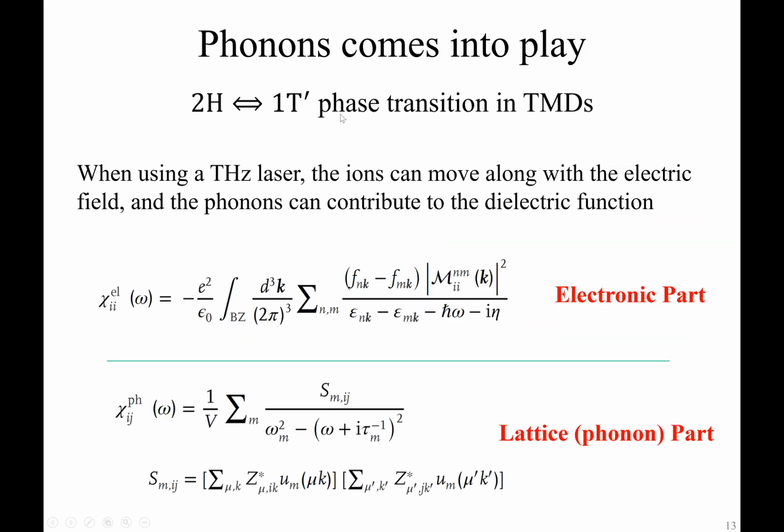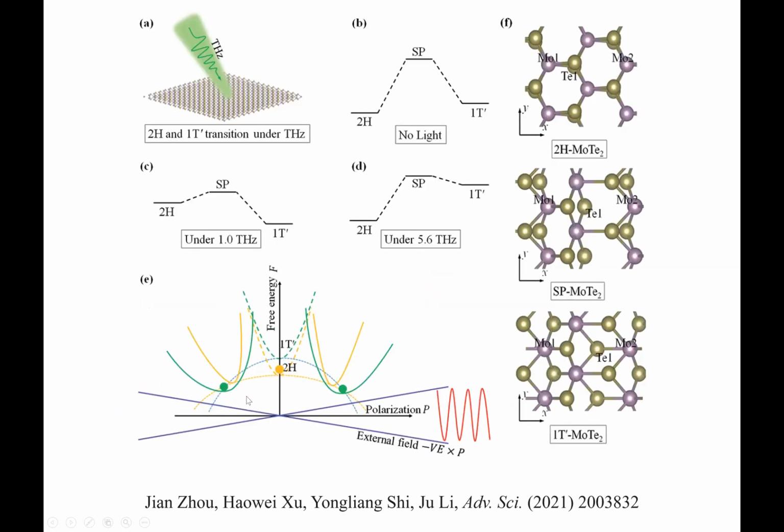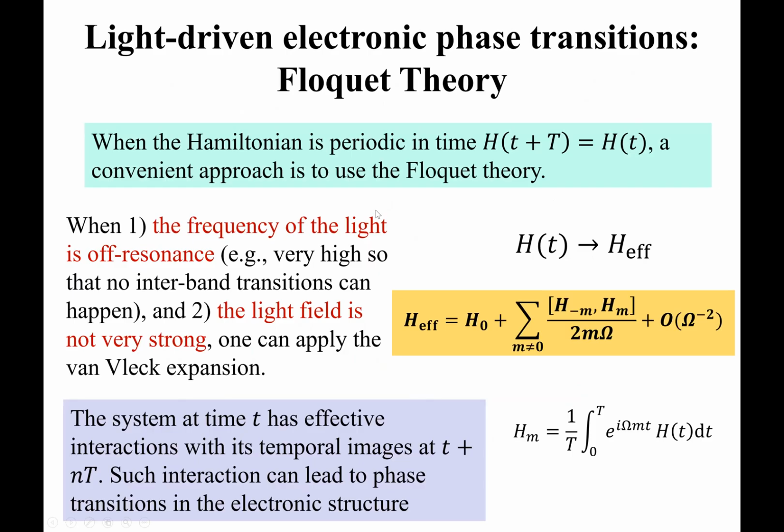If you use, instead of visible light, a terahertz laser, then there will also be a phonon contribution to the dielectric response. And so the theory is, you're going to have this oscillating field, and then you're going to have the energy landscape being tilted in both directions, so you get an average energy. And with this, we can toggle the topological phase transition of this molybdenum ditelluride from 1T prime to 2H, which is actually a topological insulator.